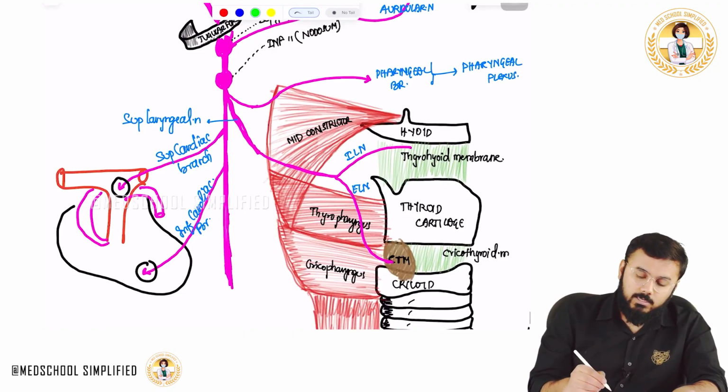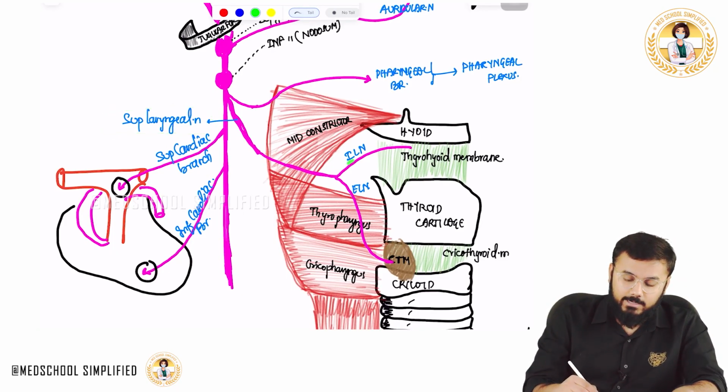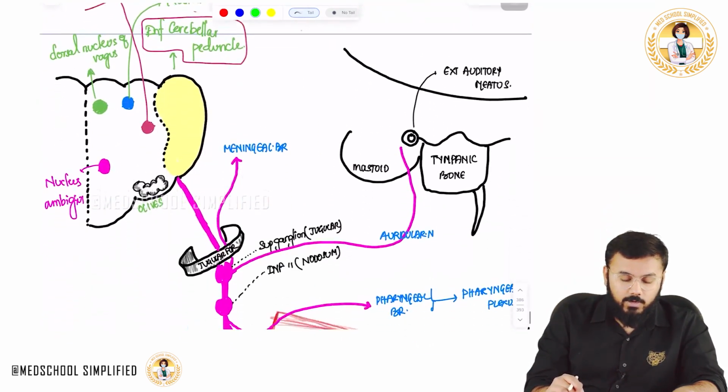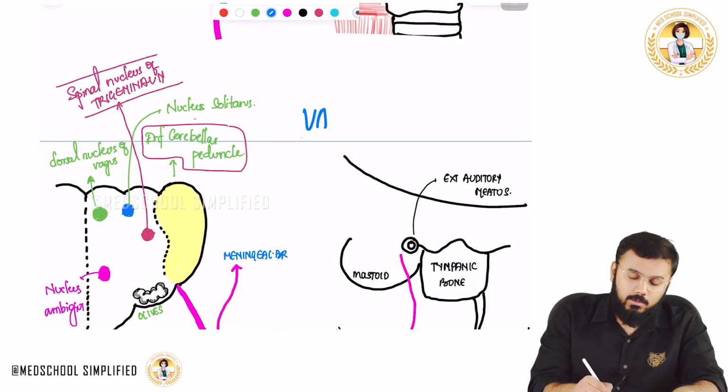Next, here there is one more branch coming. This is your superior laryngeal nerve, dividing into two: the internal laryngeal and external laryngeal. So these are some of the innervations given by the vagus nerve. These are the branches given by your vagus nerve. So this is all you need to know, guys.